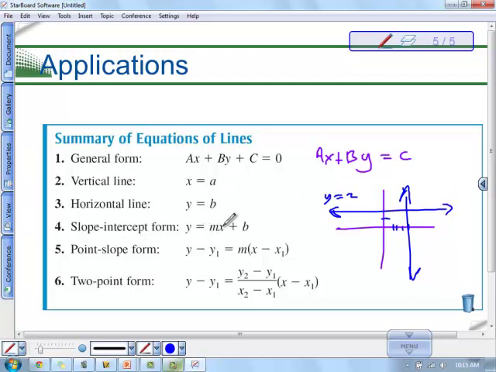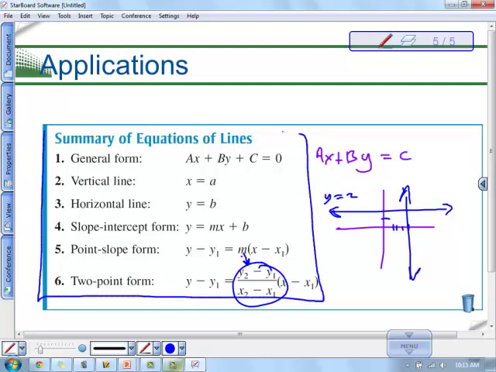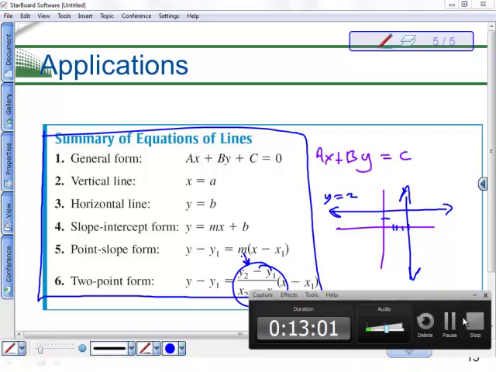Slope-intercept form is y equals mx plus b. Point-slope form is y minus y1 equals slope times x minus x1. And then this is just two-point form, which we won't use, but all they do is plug in slope, which is the difference of the y's over the difference of the x's. So I'll give you any of these equations you want on your formula sheet, that's fine, but you might have most of them memorized from using them for the last 5 years. Okay, hope this helps.